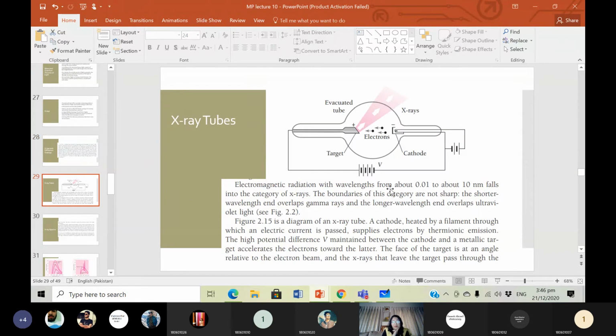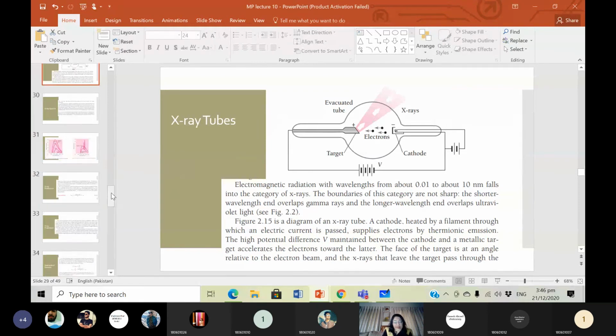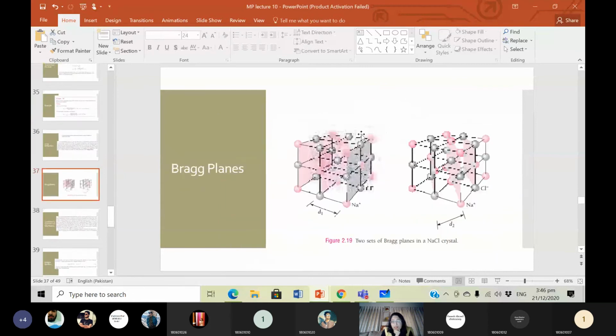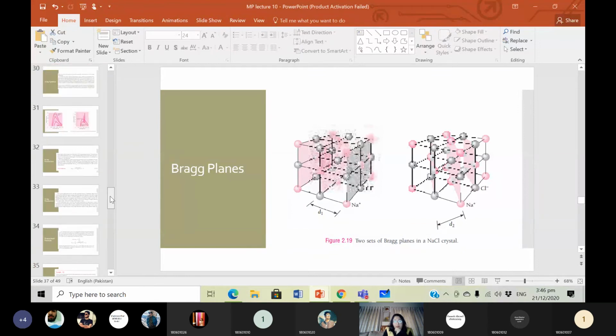Just say diffraction. Crystals can be used as a diffraction grating because, as we'll be seeing over here, crystals are like this. For example, this is a sodium chloride crystal, okay? It has spacings between the atoms, okay? So it can be used as a diffraction grating. So we'll be talking about Bragg planes as well.